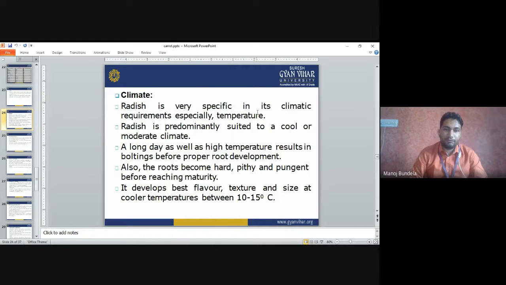Bolting means, when the temperature increases, the roots become pithy and pungent before reaching maturity. It develops best flavor, texture and size at the cooler temperature of 10 to 15 degrees centigrade. If the temperature is more, then pithiness will develop and it is not accepted by the consumers.